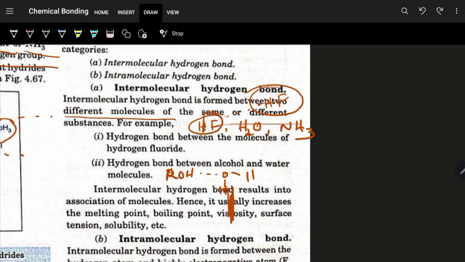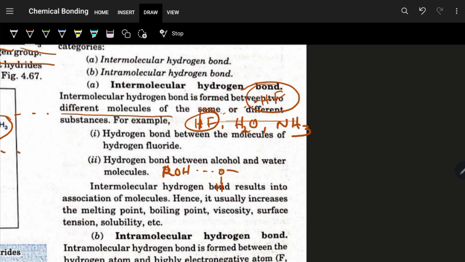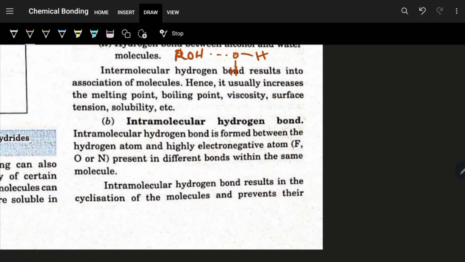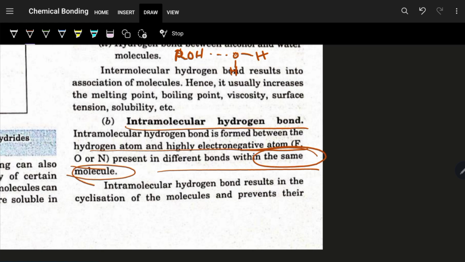So let us not forget that physical properties, melting point and boiling point, are affected by the extent of hydrogen bonding formed between one entity and another entity. Next is intramolecular hydrogen bonding. I gave you one example, like O-nitrophenol. It is formed between a hydrogen atom and highly electronegative atoms like fluorine, oxygen, nitrogen, present in different bonds but within the same molecule. So within the same molecule, that type of interaction will exist.